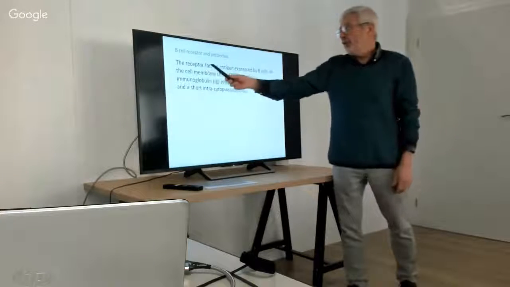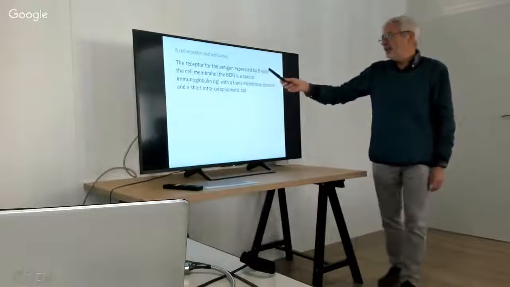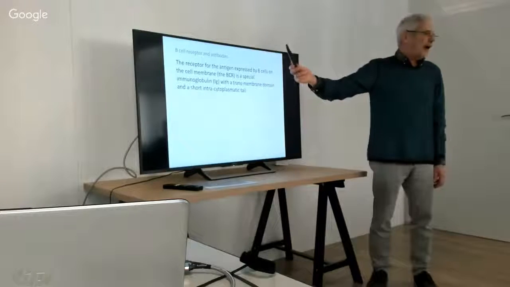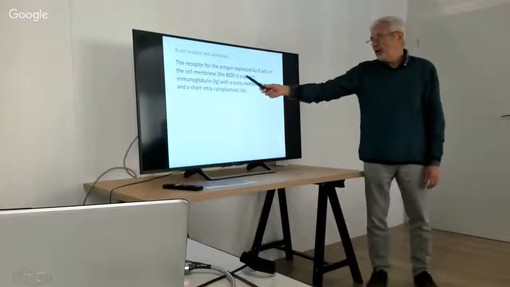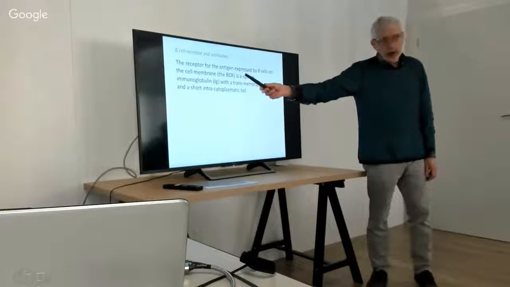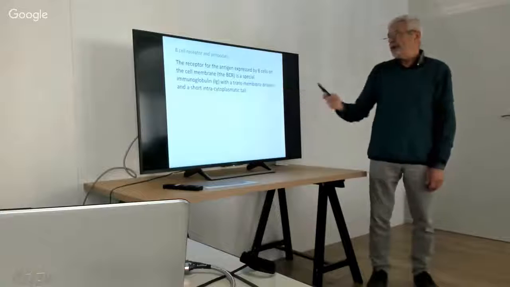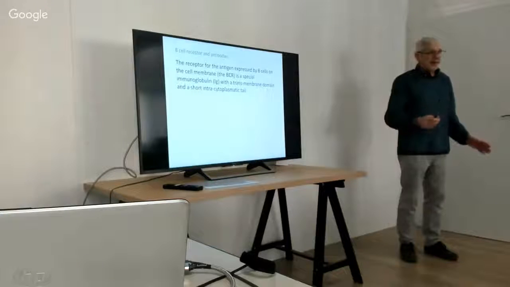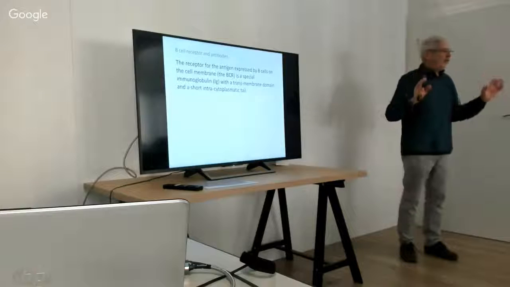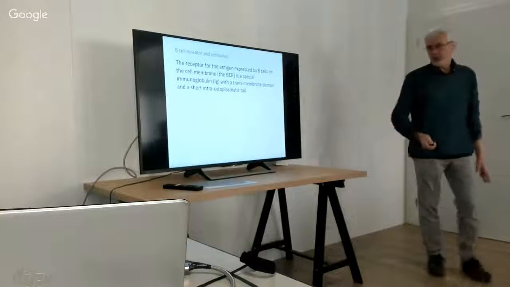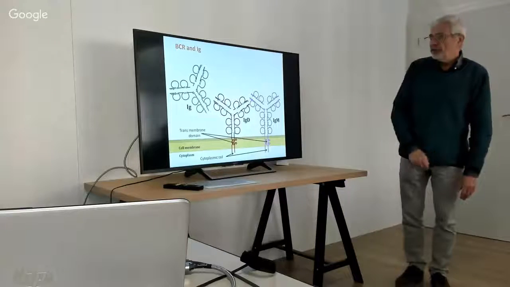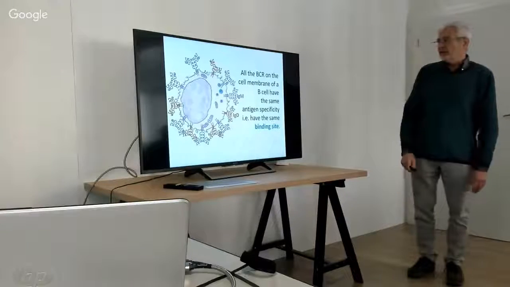The receptor for antigen expressed by B-cell on the cell membrane is called BCR or B-cell receptor. It is a special immunoglobulin with a transmembrane domain and a short intracytoplasmic tail. Okay, this is the first message of today, the important message. We already saw these pictures, the different structures of this picture.